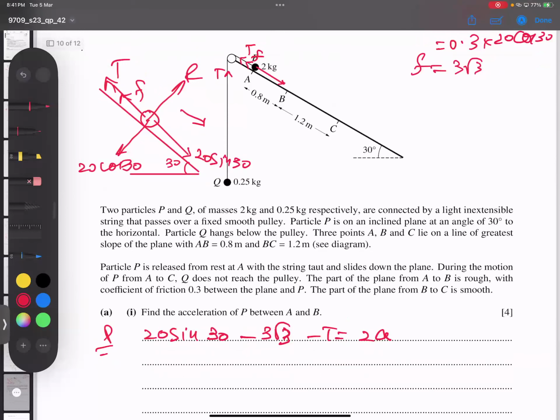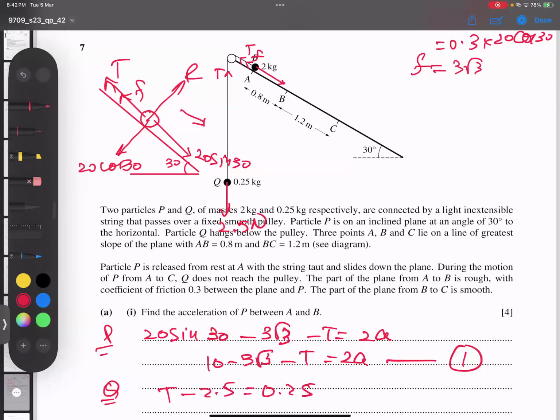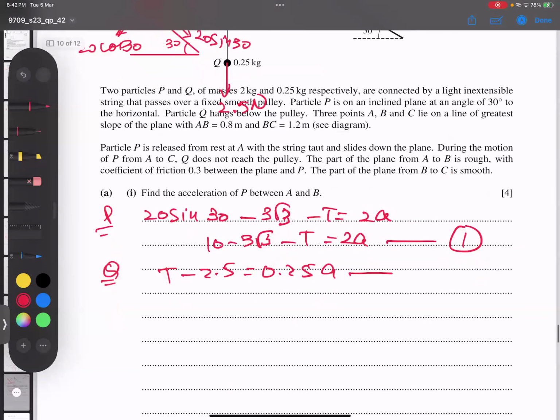Now, same way, sin 30 is a half. I got a 10. So this is 10 minus 3√3 minus tension equals 2a. Equation number 1 done. So what about this particle Q? Its mass is given, 0.25 into 10, 2.5 newtons. Tension is towards the pulley, because it is going upward, so tension is bigger and the weight component is smaller. I'm writing here for particle Q: tension minus 2.5 equals ma. So this is equation number 2.